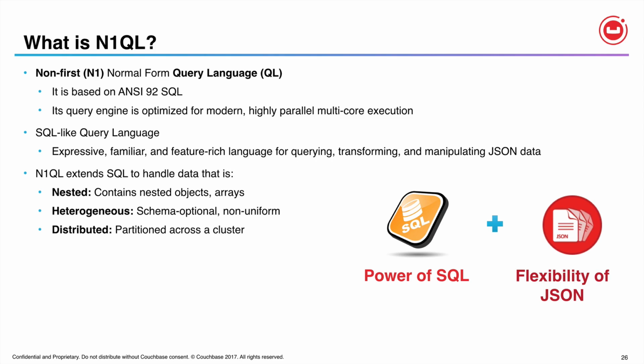So Nickel is Couchbase's own implementation of SQL. It's a non-first normal form query language. It's SQL-like. So if you're familiar with MySQL, SQL Server, or Oracle, you can get by just fine using Nickel in Couchbase. The difference between Nickel and SQL is that Nickel extends SQL to do other things. For example, if you have nested data in your JSON documents, you can work with that data. If you have a very flexible, non-uniform schema amongst all of your documents in a particular bucket, it works fine. If your data is distributed across a cluster, which is not necessarily the norm when it comes to relational databases, you can still query for that data with Nickel.